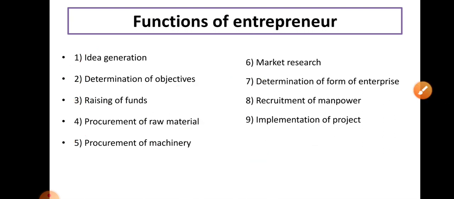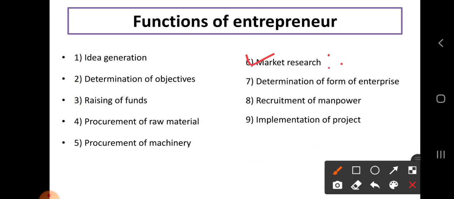Then do market research. What does the market actually want, or what do your potential customers want? Who are your customers? What are they looking for? Then how much can they spend on your products. Likewise, you need to do market research for your products or business. Then determination of form of enterprise. As an entrepreneur, you need to determine the form of enterprise. There are various forms like proprietorship, partnership, cooperative, private limited entities or corporate entities, or limited liability entities. So you need to determine the form of enterprise.